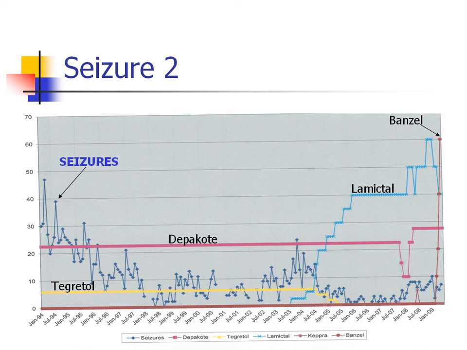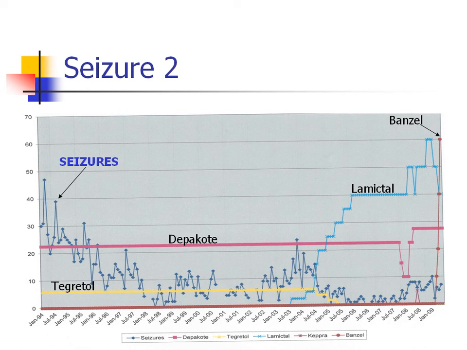It seemed like the Lamictal added some benefit. And it looked like when we tried to decrease the Depakote, you can see the seizure frequency went up. So that is some evidence that the Depakote was efficacious. And then we took him off the Tegretol completely after the Lamictal was started.